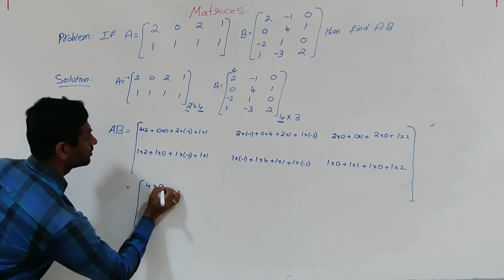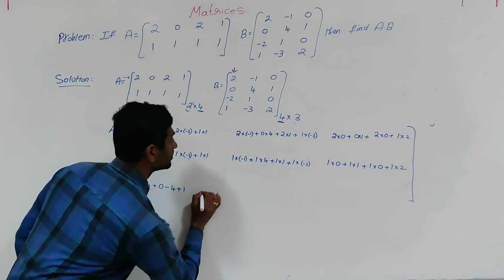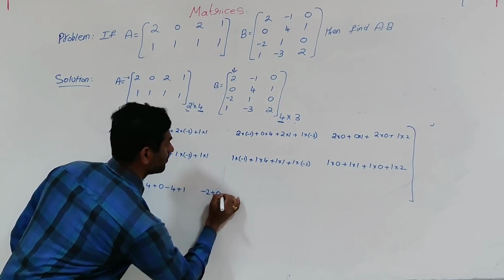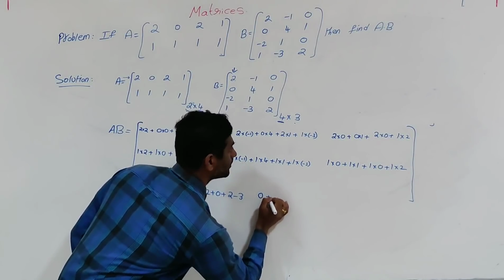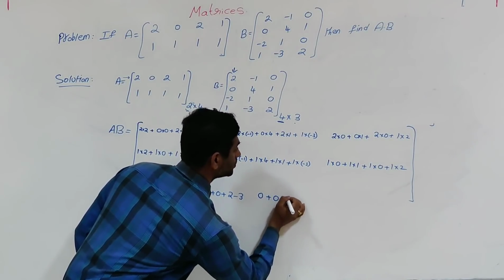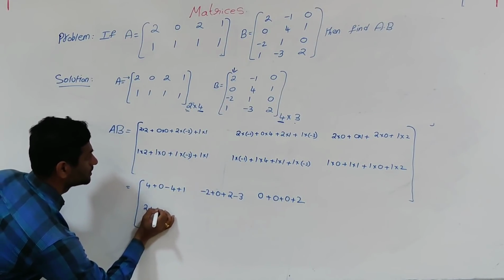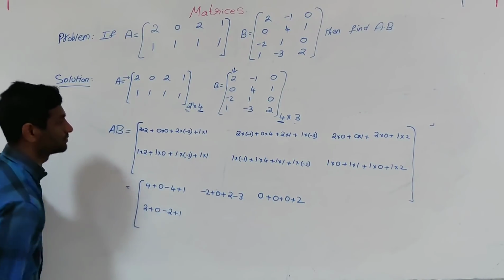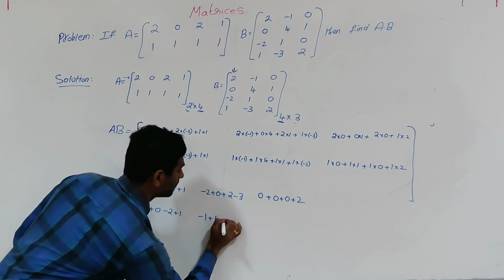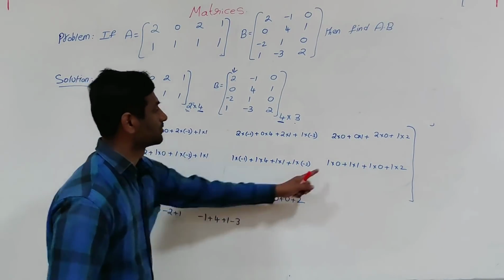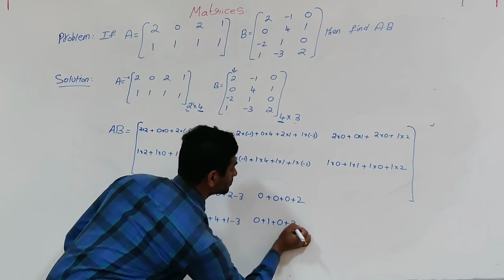Four plus 0 minus 4 plus 1. Minus 2 plus 0 plus 2 minus 3. 0 plus 0 plus 0 plus 2. 2 plus 0 minus 2 plus 1. Minus 1 plus 4 plus 1 minus 3. 0 plus 1 plus 0 plus 2.